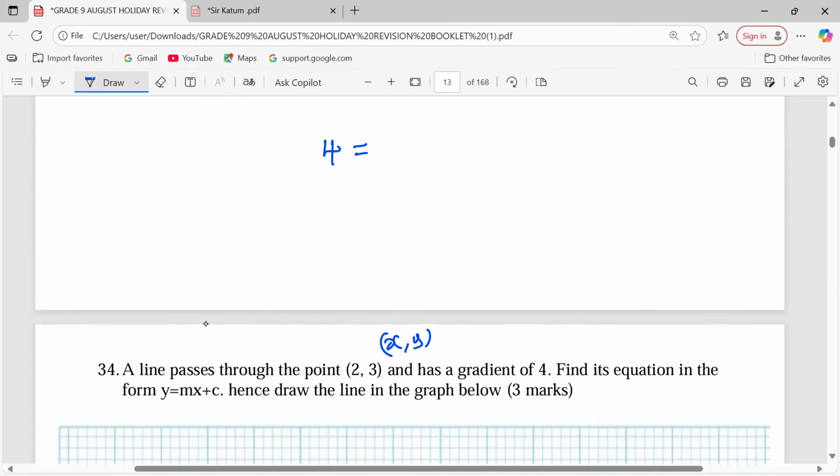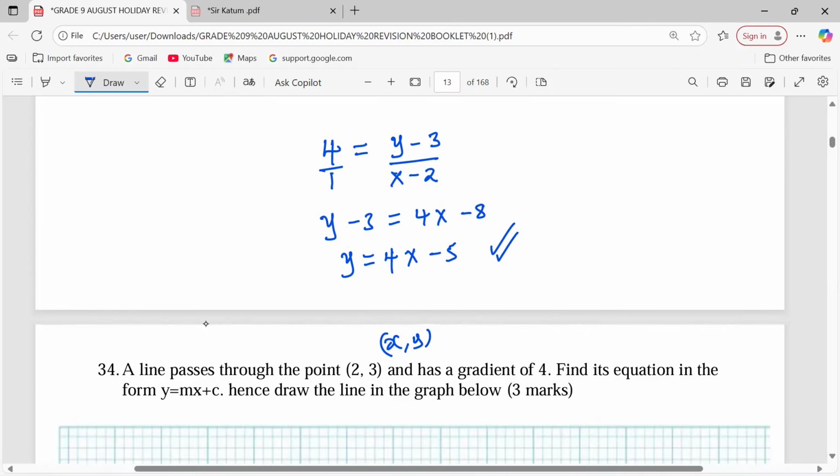How do we get gradient? Change in y: y minus the y coordinate, which is 3, out of change in x: x minus the x coordinate, which is 2. So 4 is over 1. We cross multiply. y minus 3 equals 4x minus 8. So y equals 4x minus 5. Yeah, 4x minus 5. Very true.